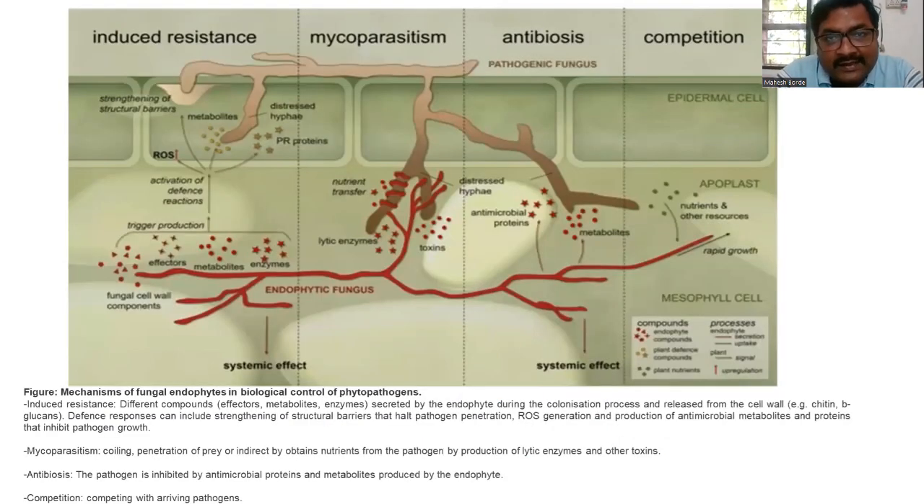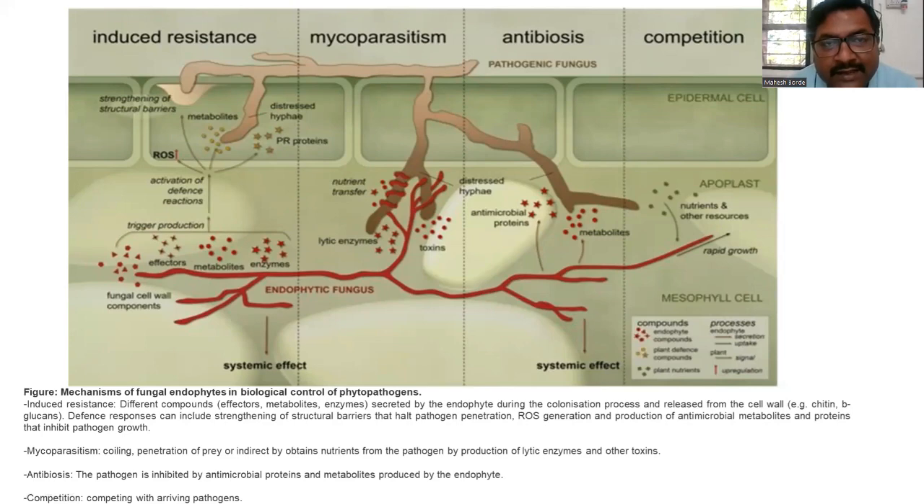In other words, there are again four different mechanisms through which endophytes defend against the pathogen. Here you can see the red colored hyphae of the endophytic fungi and the faint colored hyphae of the pathogenic fungi. First of all, the endophytic hyphae produce some enzymes, metabolites or effectors, which trigger the activation of the defensive reaction of the plant cell. Along with that, in the cell infected by the pathogen, where they are increasing the ROS, it induces resistance through various mechanisms.